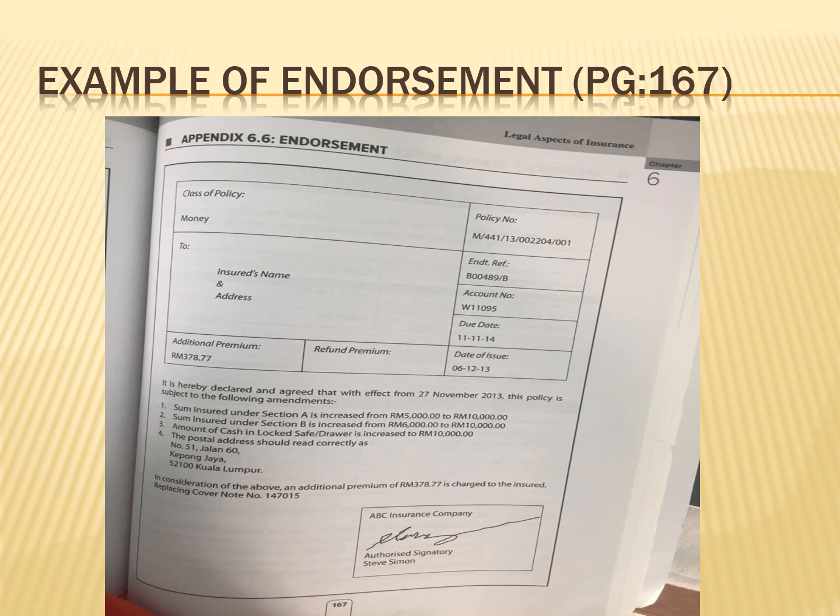So if the customer wants to increase the sum insured, they just redo it in the endorsement. In this example, the customer wants to increase the sum insured from 5,000 ringgit to 10,000 ringgit. So this is the alteration that has been made in the endorsement. Then they also want to increase the sum insured in another section from 6,000 to 10,000. Then there is particular information about the postal address. So all these are examples of an endorsement.